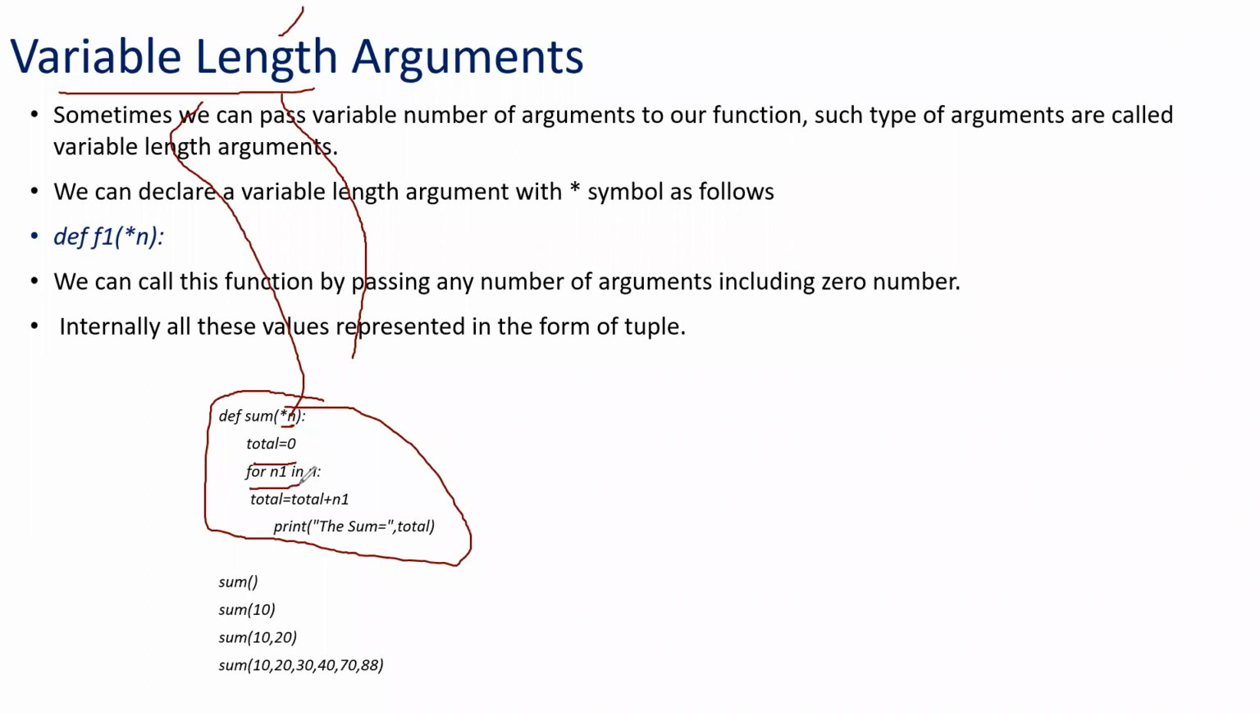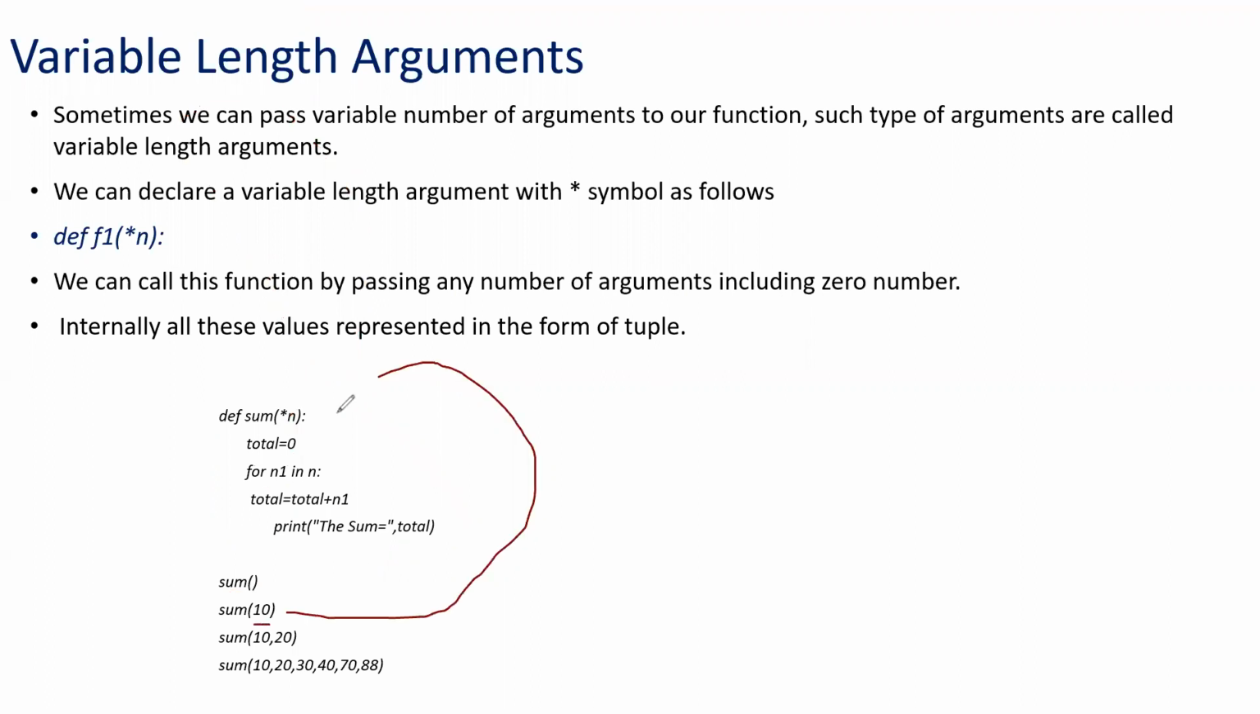Total equals 0, for n1 in n, total equals total plus n1, the sum of every value. So the sum is defined here. Any value is not given, so simply it takes the default value 0. Then print total is 0. After that, I'm passing 10. 0 plus 10, the output is 10. Now 10 comma 20, 10 plus 20.